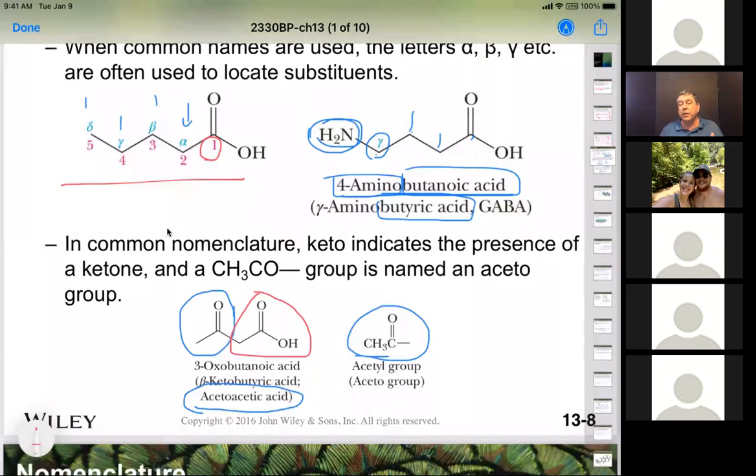Okay. So these are common names. You run across them occasionally. Anytime you see a gamma or an alpha, beta, gamma, a Greek letter on there, you know you're naming it by a common name. And you need to pay attention to the names at that point.